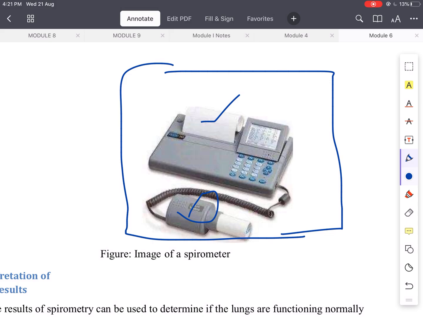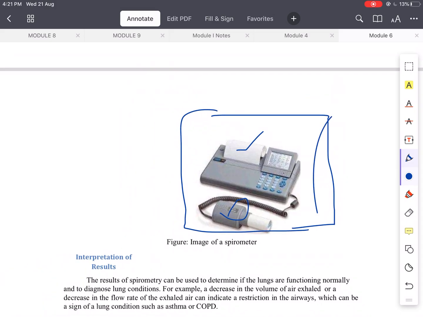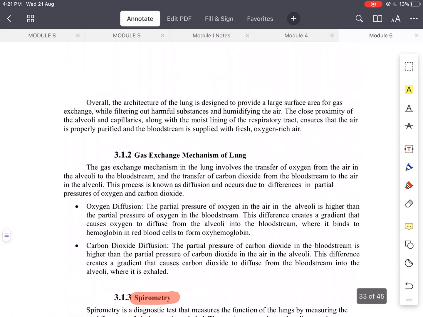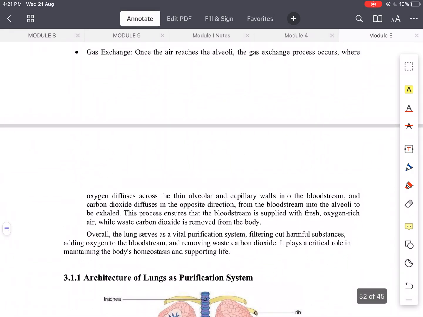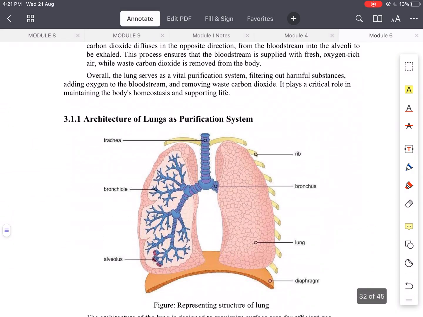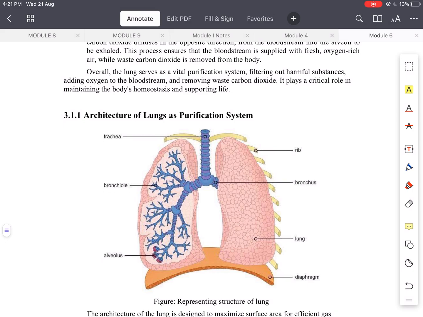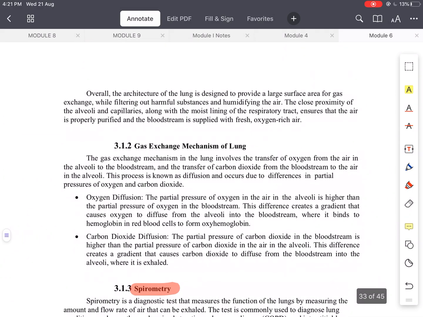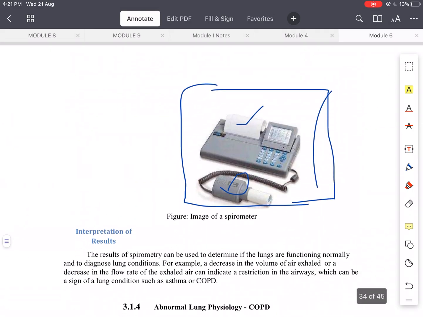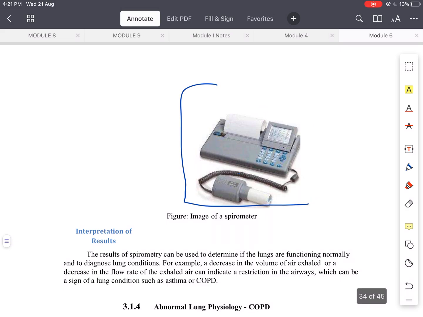I hope everybody has understood this concept of the lung as a filter. We understood how the lung helps in purification of air, oxygenating your blood, what mechanisms are involved in it, and what test is done on lung functioning.